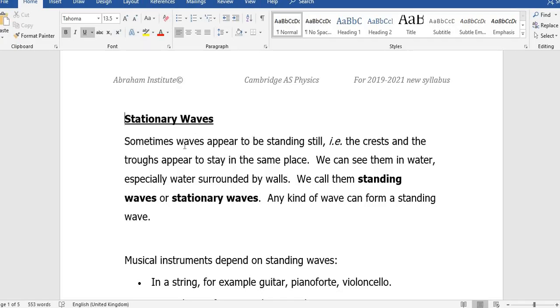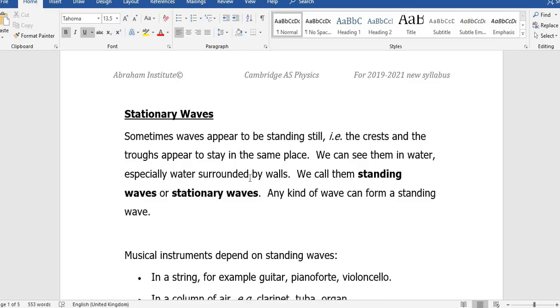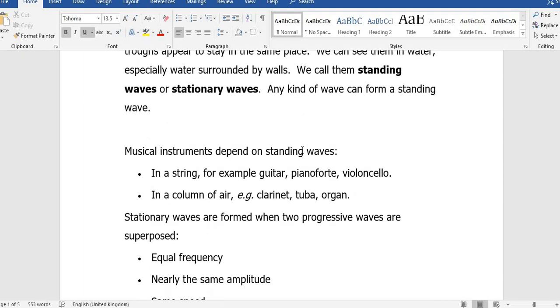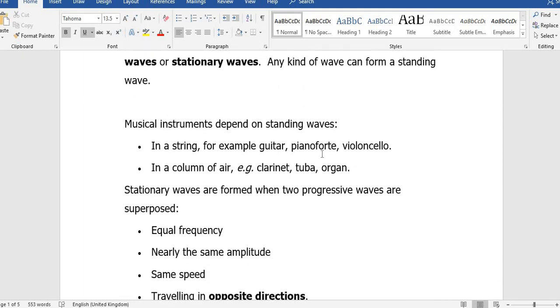So let's go through. Sometimes waves appear to be standing, that is the crest and the trough appear to stay in the same place. We can see them in water, especially water surrounded by walls. We call them standing waves or stationary waves. Any kind of wave can form a standing wave. So you see, musical instruments depend on standing waves.